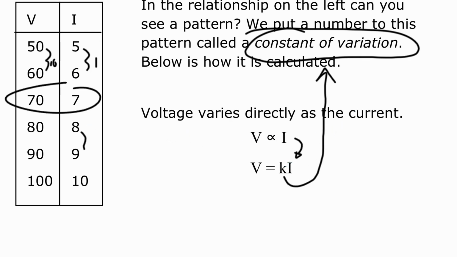Let's pick this one. So the voltage is 70, equal to a constant k multiplied by the intensity, which is 7. Now to solve for k, I'll divide both sides by 7. So my constant of variation is 70 divided by 7, or 10.